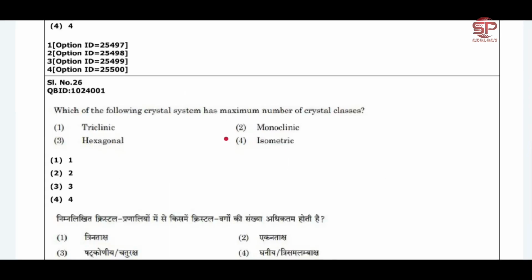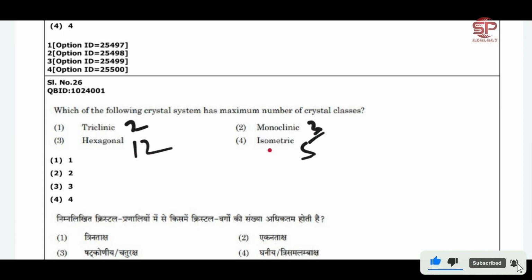Which of the following crystal systems has the maximum number of classes? Triclinic has 2 classes, monoclinic has 3 classes, hexagonal has 12 classes, isometric has 5 classes. So hexagonal has the most, or maximum, number of classes.